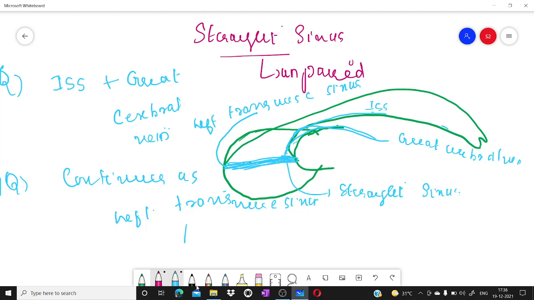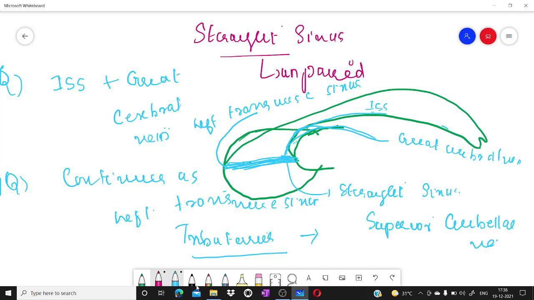Some tributaries. In addition to the veins which are forming it, it also receives some superior cerebellar veins. Superior cerebellar veins are also draining into this. Okay, that is all about the straight sinus.